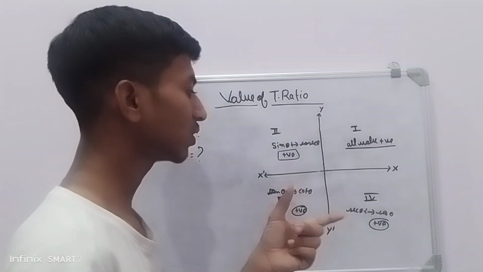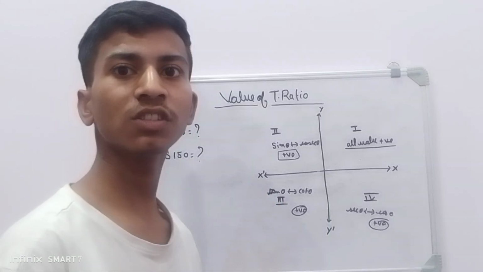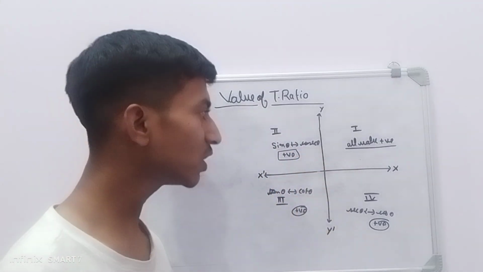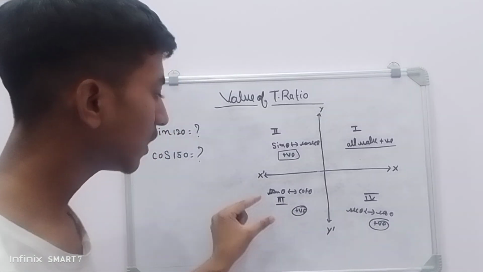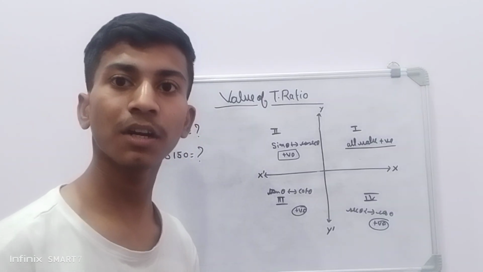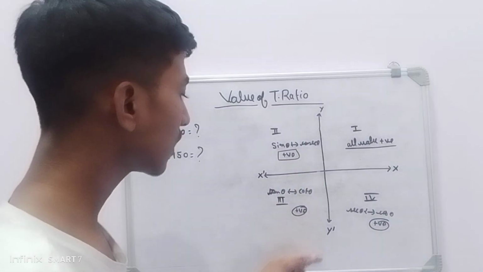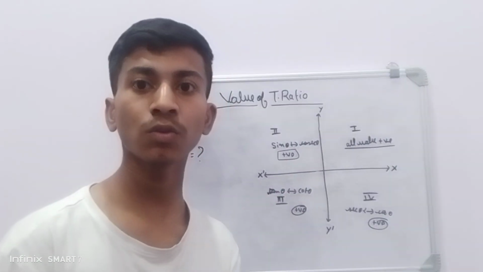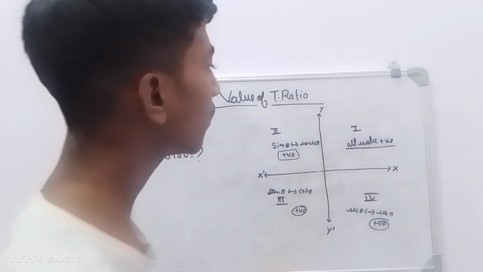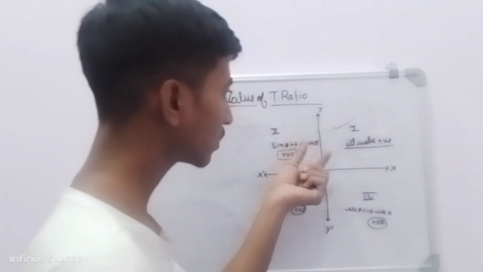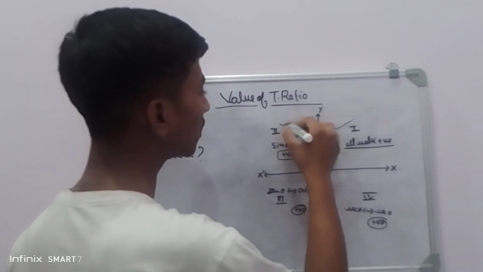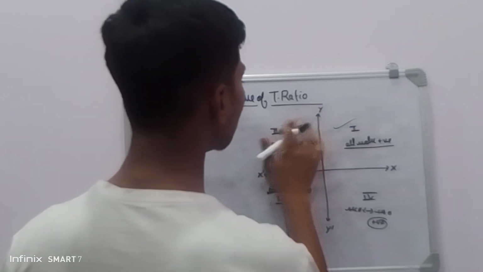If someone asks you in which quadrants tan theta remains positive, you can say the first quadrant, because all the ratios are positive there, and the third quadrant. If someone asks in which quadrant cosec theta remains positive, then it is the first quadrant, because all ratios remain positive, and also the second quadrant. So I think you understand this.